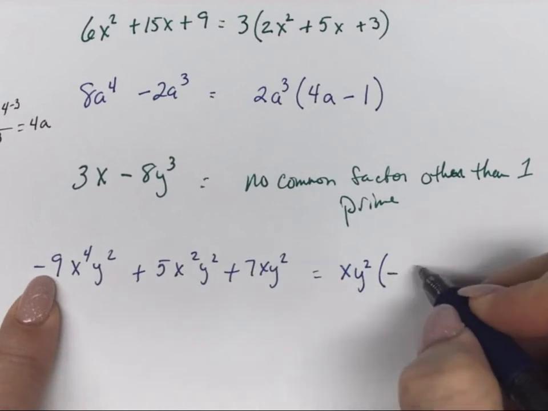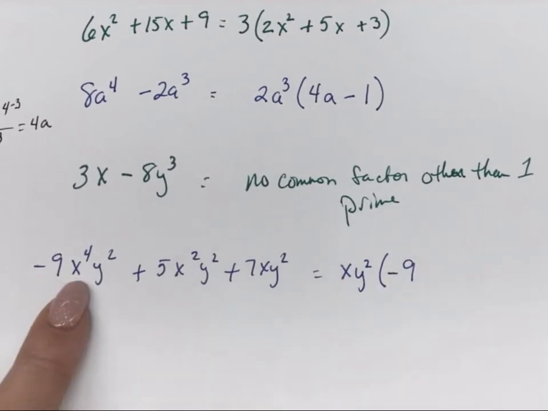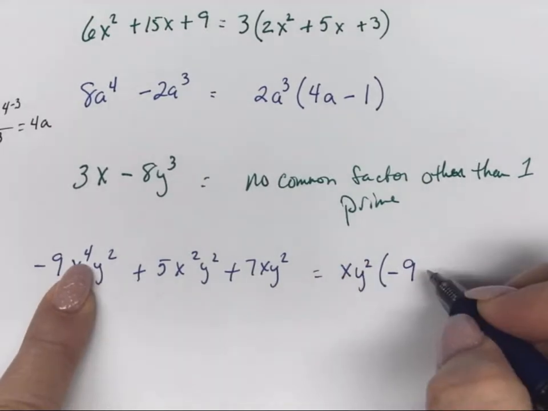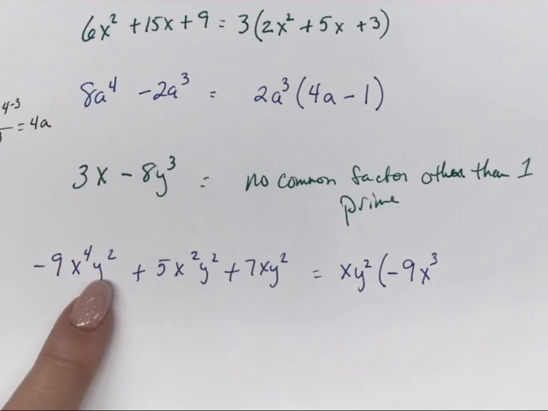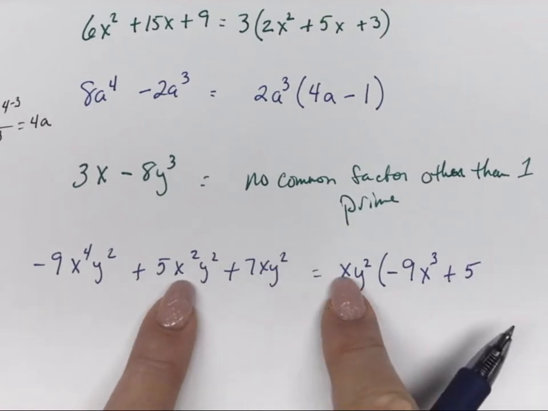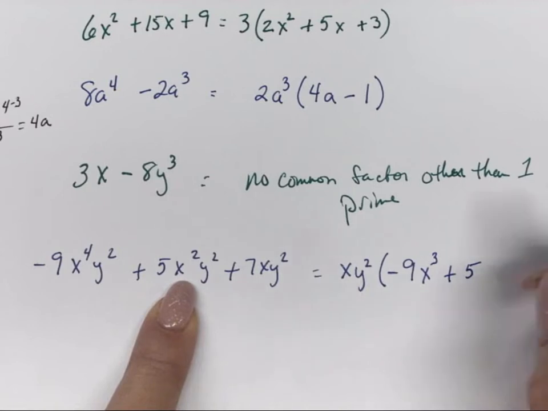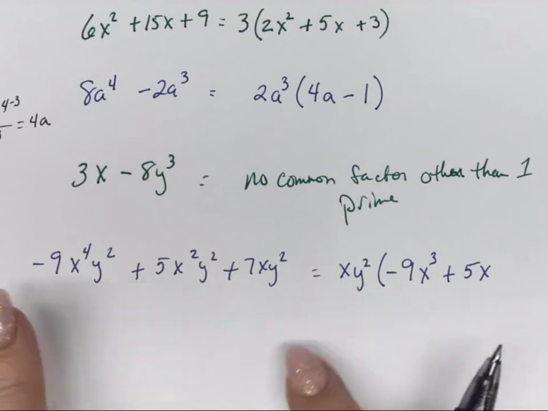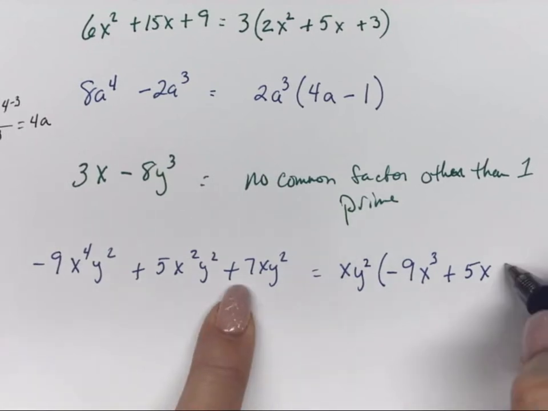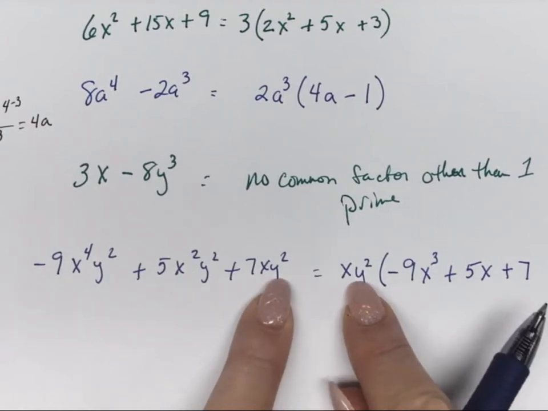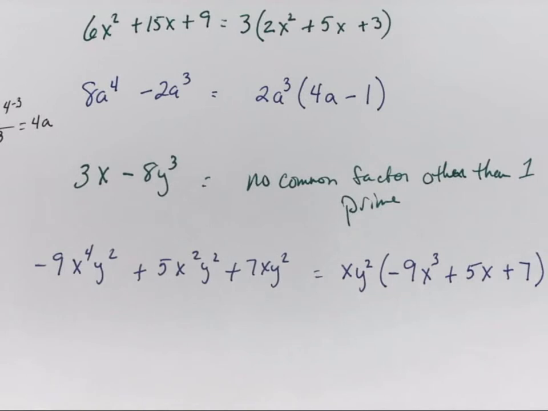So over here, I will be left with negative 9. X to the 4th divided by x, I'm subtracting my exponent, so 4 minus 1 will leave me with x to the 3rd. And I'm factoring out the y squared, so it won't be there. Plus, my 5 is still there. X squared divided by x will leave me with 1x, and the y squareds are already taken out. Plus, I have my 7. I'm factoring out an x and a y squared, so that's all that we'll have left.